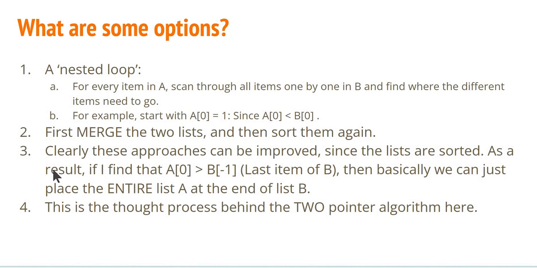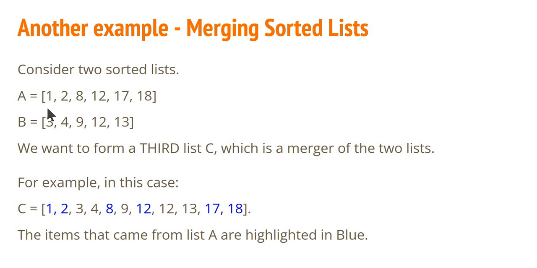The first approach that would come to your mind, perhaps a naive approach, is that I can put a nested loop, just like I did for the pair sum problem. For every item in A, I can scan through all items of B one by one and find where I need to go. So for example, I can start with A0. I can go and say, look, A0 goes here. Then I go to 2, so I compare this with all these items. Likewise, I find for 8, and I find for 12. So it's almost similar to your pair search problem, the naive approach.